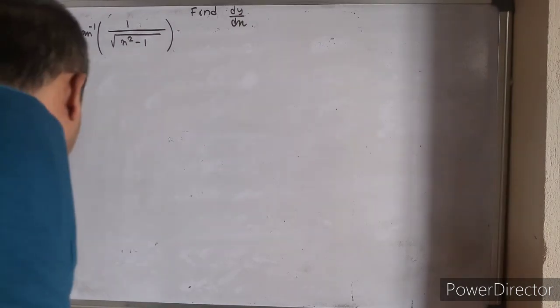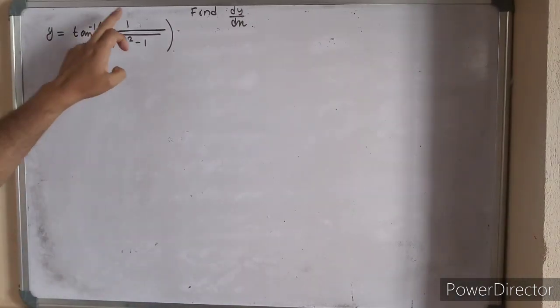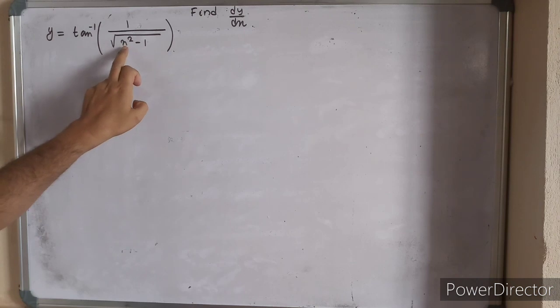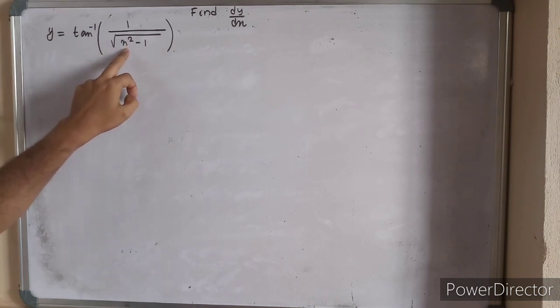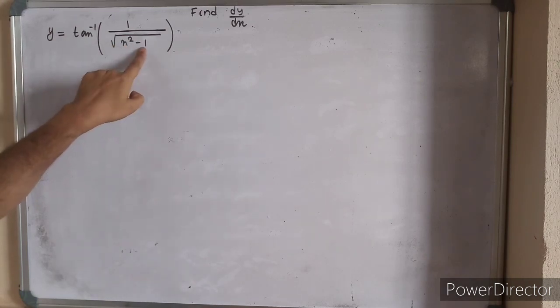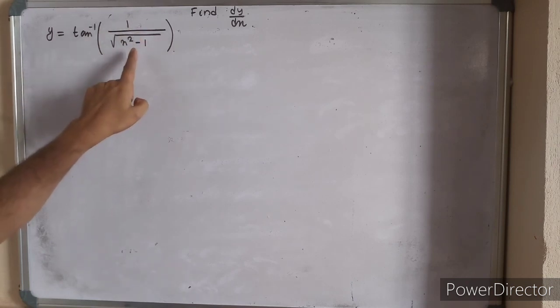Now, I'll apply the substitution in this question. Y equals tan inverse of 1 over under root x square minus 1. Now, which trigonometric substitution shall I apply? If it is in terms of x square minus 1, either you consider x equals sec theta or cosec theta. If I consider sec, then sec square theta minus 1 is tan square theta, under root tan square theta is tan theta, and 1 by tan is cot.